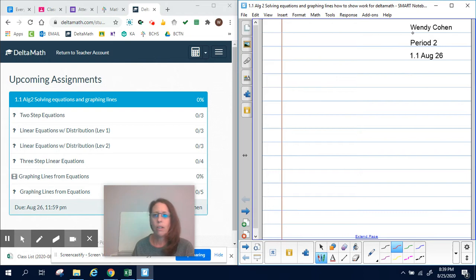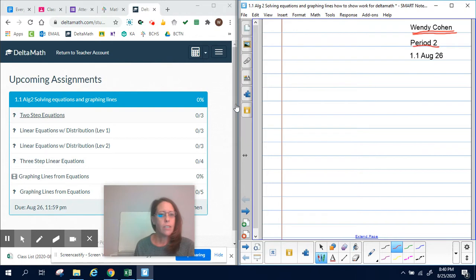Top right corner, I need your full name. First and last full name. Very difficult for me to upkeep my records with so many students online when you abbreviate either part. No abbreviations, please. First name, entire last name. I need to know what period you're in, either period 2 or period 4 Algebra 2 class. And again, this stands for week 1, day 1, which happens to be August 26th.